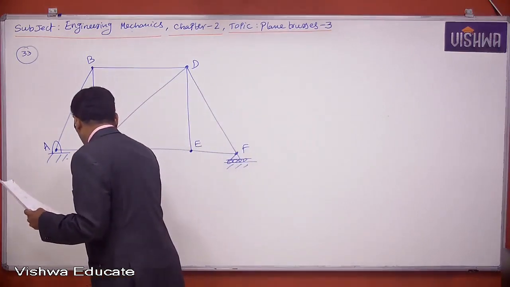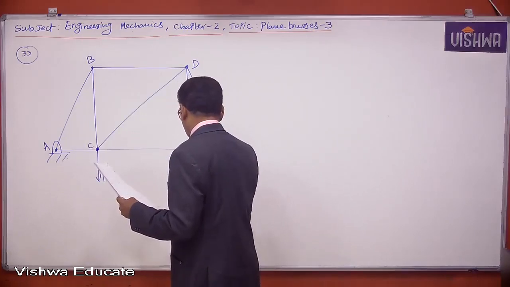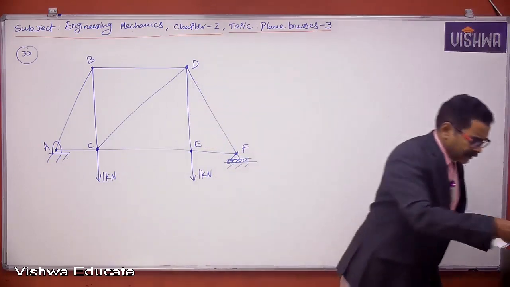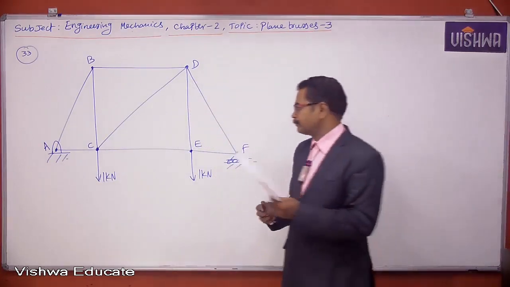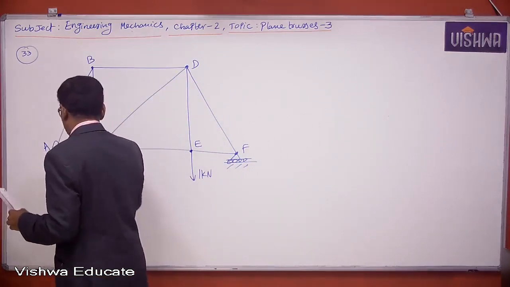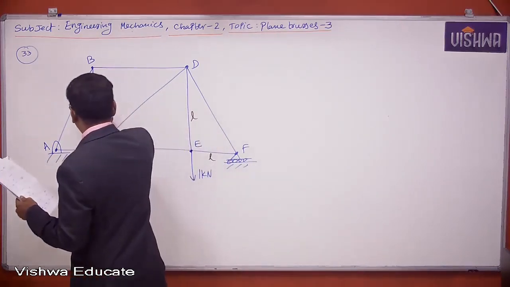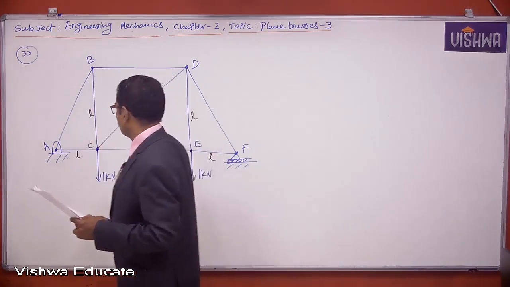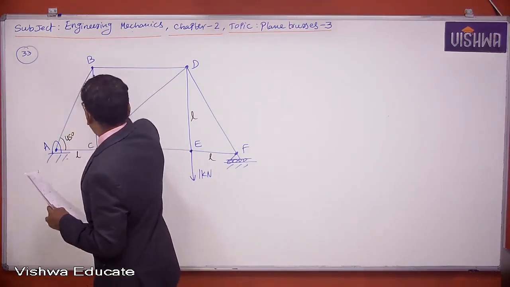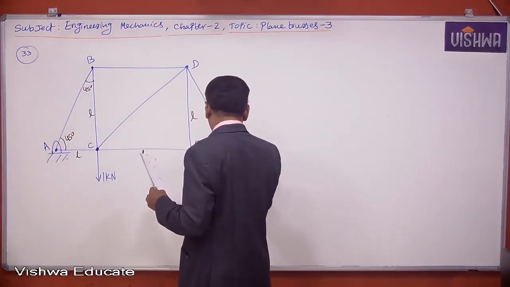At C, a downward load of 1 kilonewton is acting. At E also another 1 kilonewton is acting. Here link lengths are also given. This is L, this is also L, and so on for all the members. So definitely this angle should be 45 degrees. This angle also 45, this is also 45, similarly this is 45.